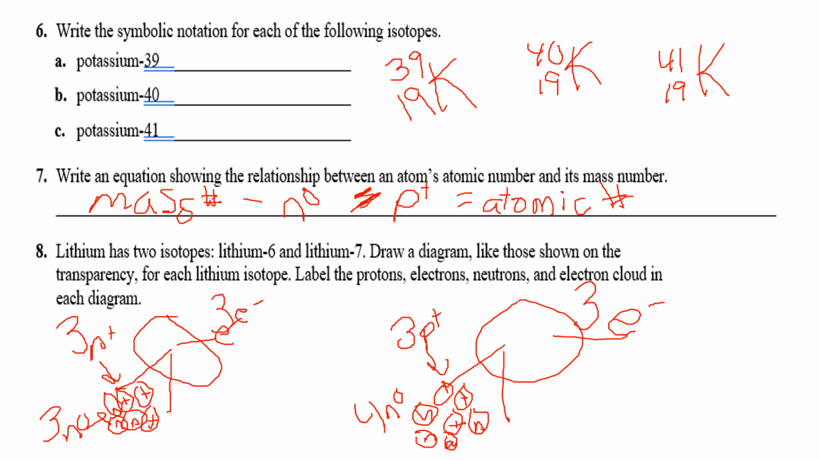Again, yours is probably going to look a lot neater than mine. But what you should have is a nucleus that shows for lithium-6, 3 protons, 3 neutrons, 3 electrons. For lithium-7, 3 protons, 4 neutrons, and 3 electrons.